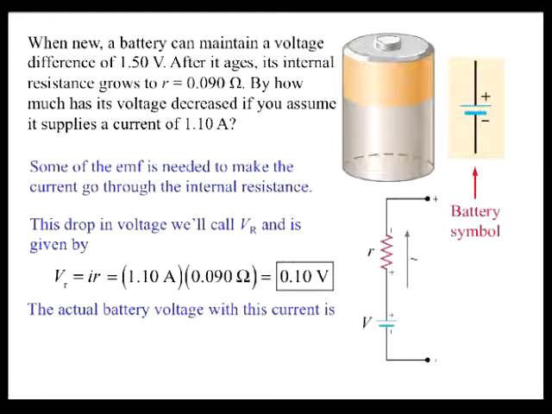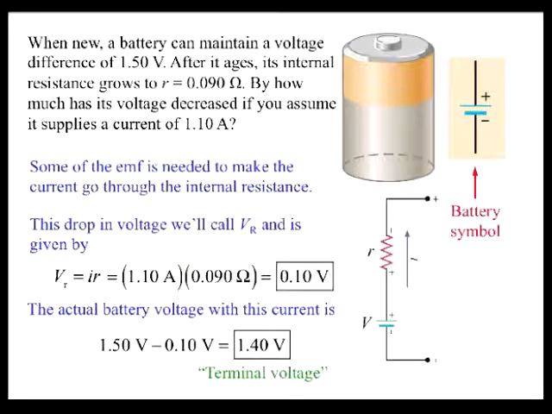Therefore, the actual voltage across the battery terminals with this current is 1.50 volts minus 0.10 volts, which equals 1.40 volts. Therefore, 1.40 volts is the terminal voltage under these conditions. Note that, since the voltage drop across the internal resistance, VR equals IR, is proportional to the current, the terminal voltage decreases for larger currents.